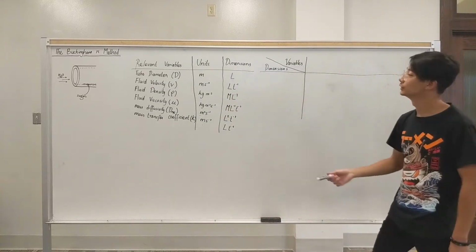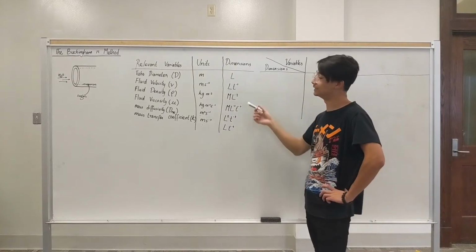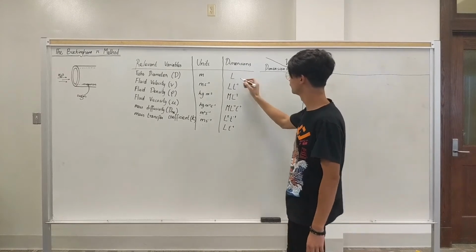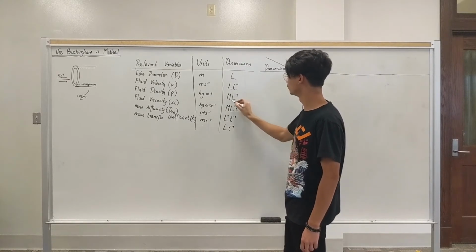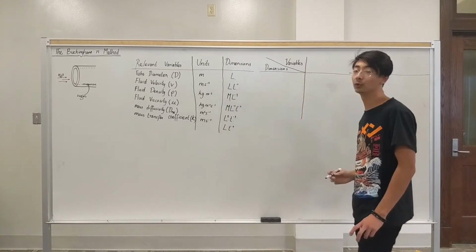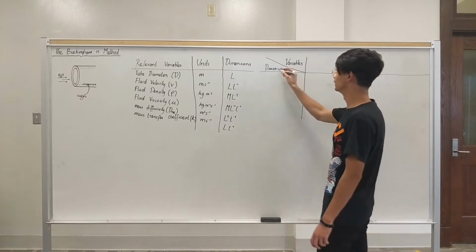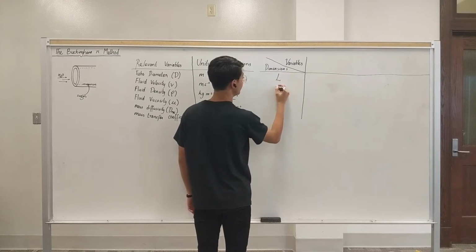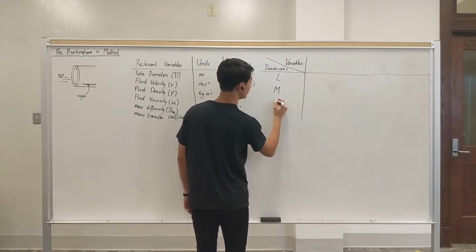Right, so let's take a look here. What are all the different dimensions that we've collected so far? We have length, we have time, and we have mass. I think those are the only three dimensions that we get here. So let's write those down. So here's length, and then mass, and then time.